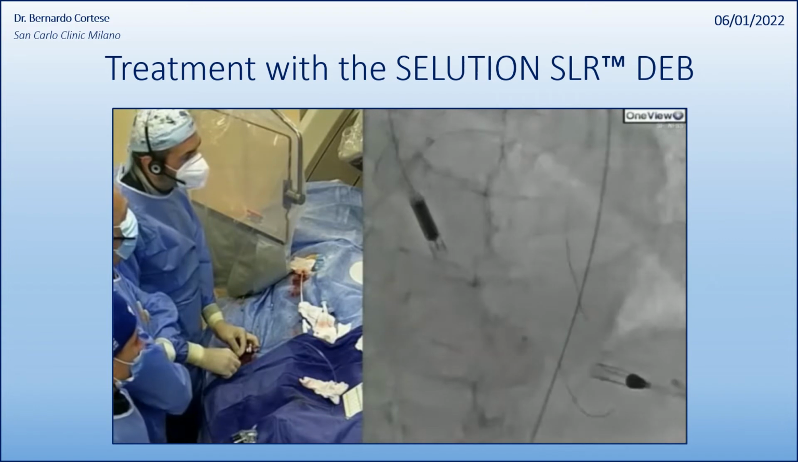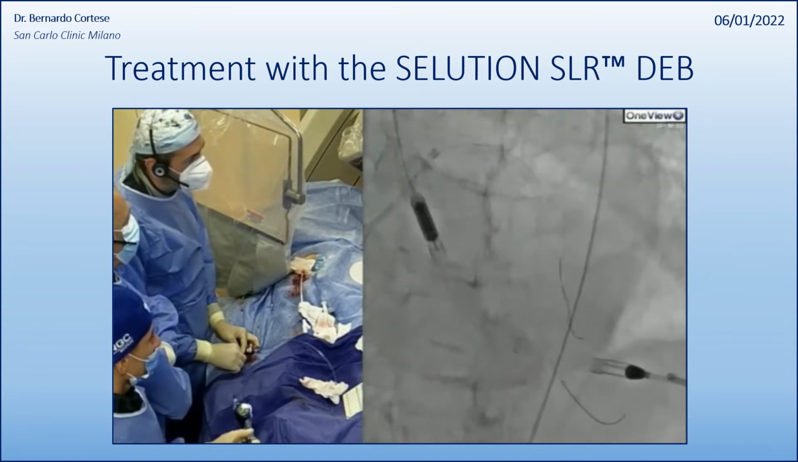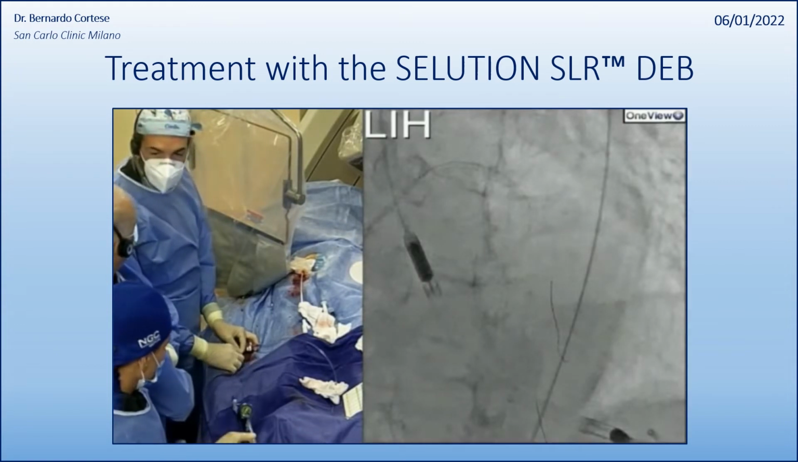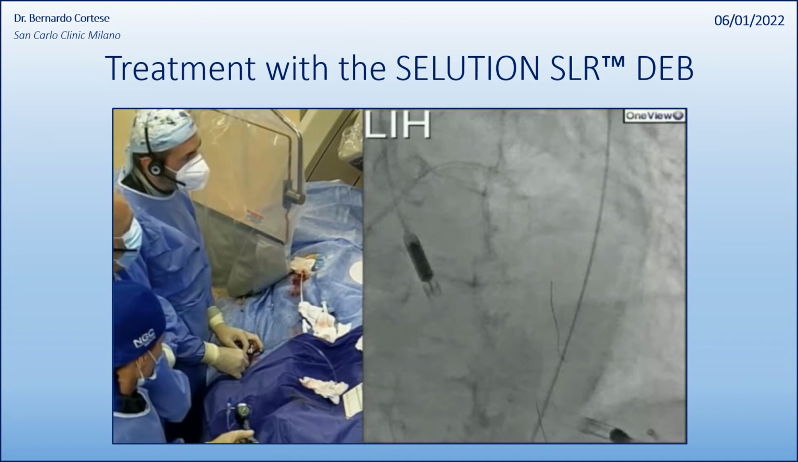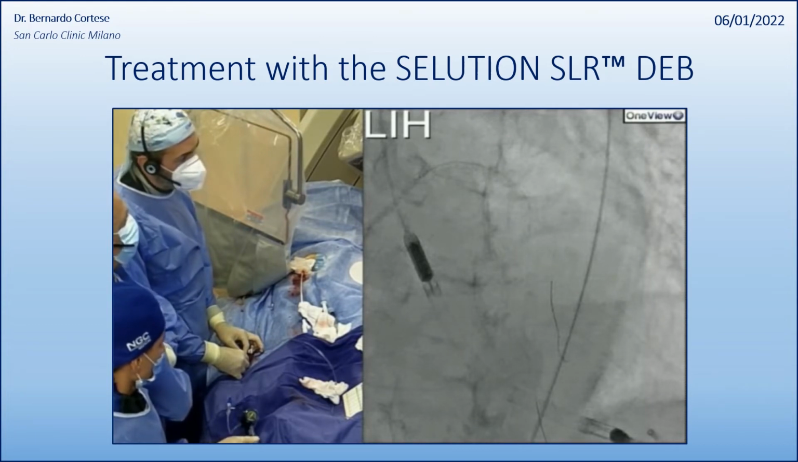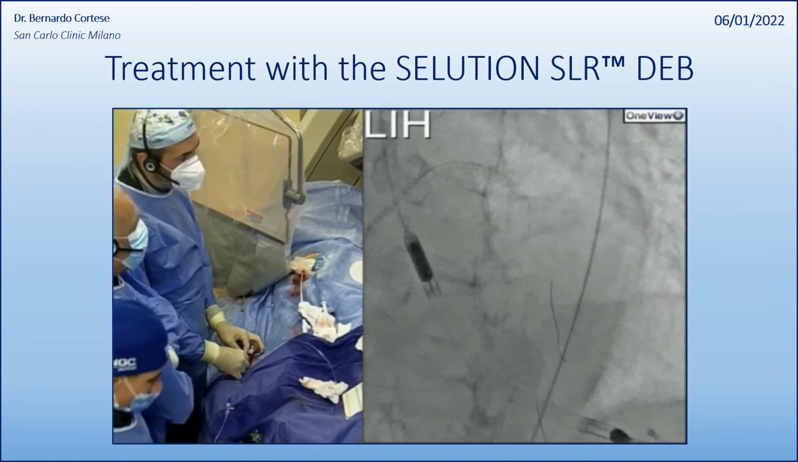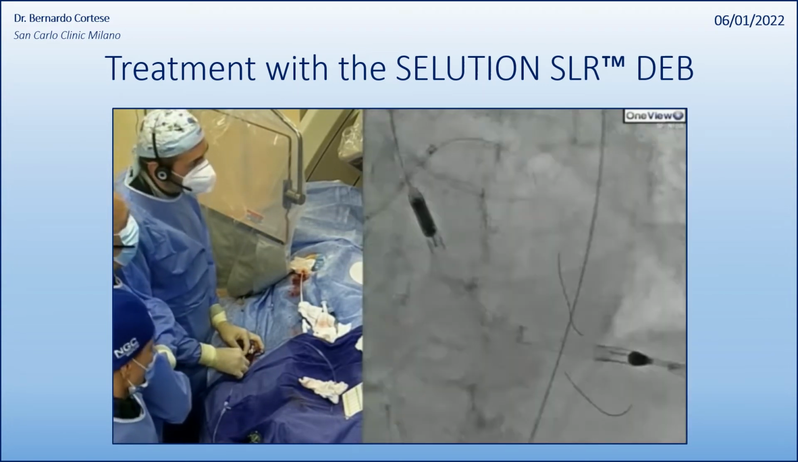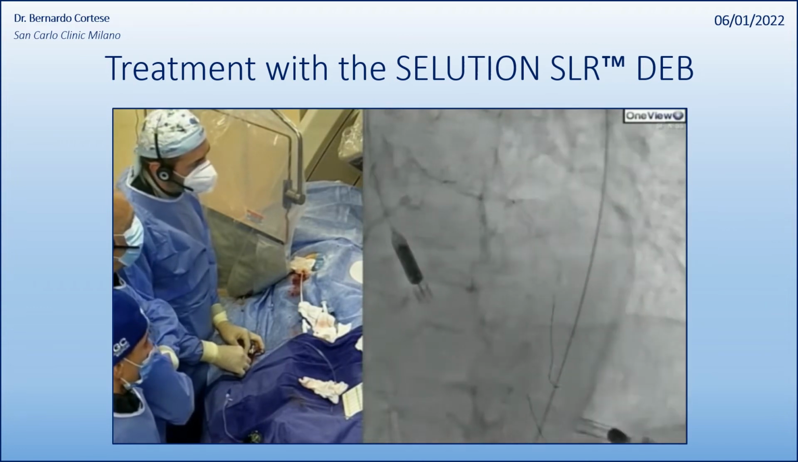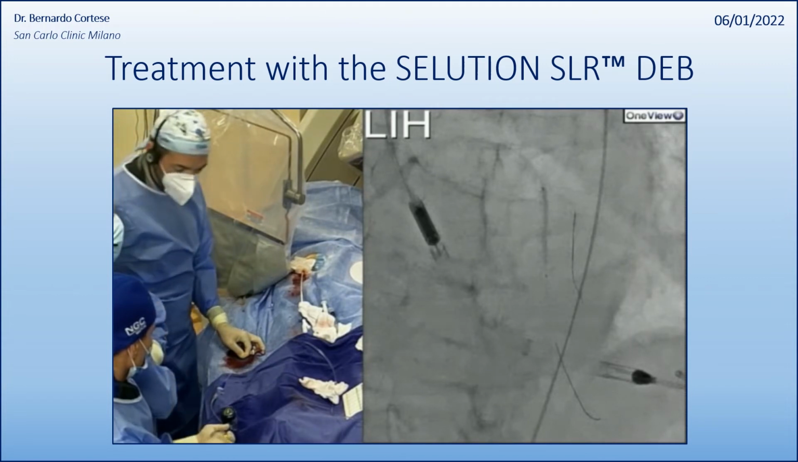How long inflations are we going to perform with this DCB? Shorter than 30 seconds? Well, actually, the first preclinical studies show that even less than 30 seconds may be enough to deliver the drug. But now we want to save this heart. So now let's go 12, 14.